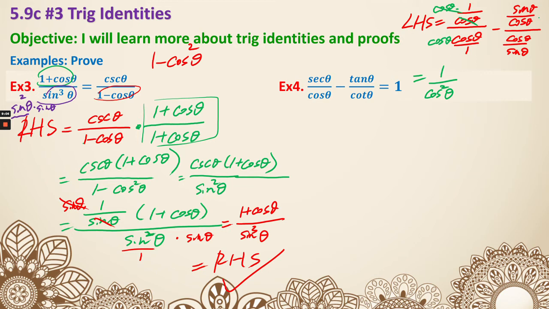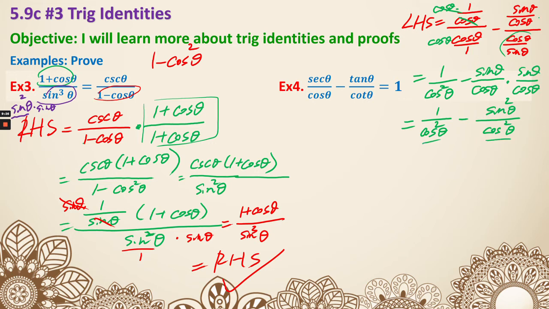So I can also choose to do that by multiplying the reciprocal. So I'm going to multiply and then flip the bottom. So the bottom becomes sine over cosine. Now this whole thing becomes 1 over cosine squared minus sine squared over cosine squared. Ooh, we have a common denominator.